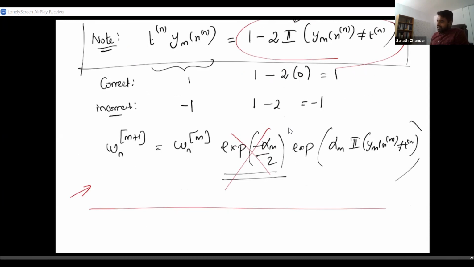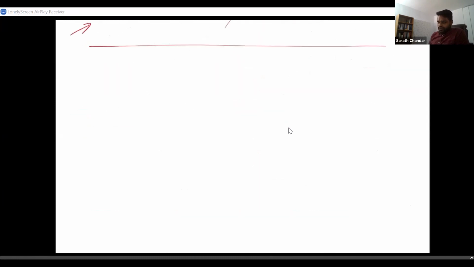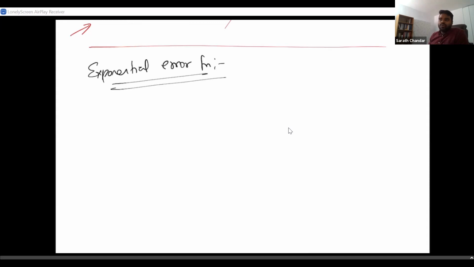Okay. So now I just want to finish with a brief discussion on what this exponential error function is doing. Why did I introduce a new error function? How is it different from the other error functions that we have seen so far?